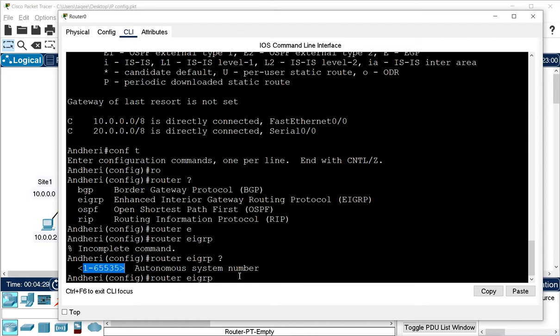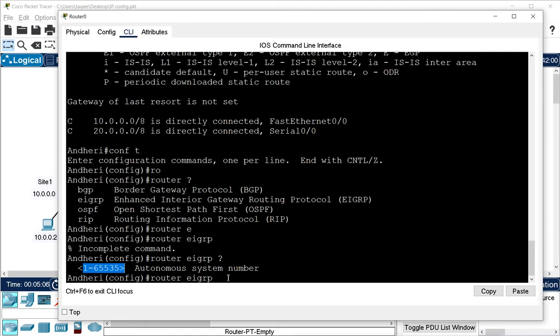In OSPF we mention the process ID, which can be any number, and it is only locally significant, meaning it is only important for this router. For other routers, that number is not important. But here in EIGRP, it is asking for the autonomous system number, the number for the autonomous system domain, the routing domain.